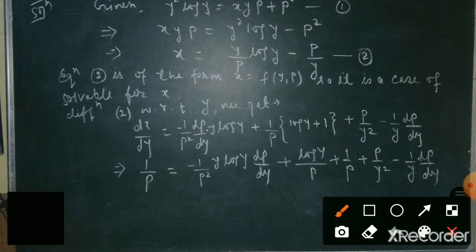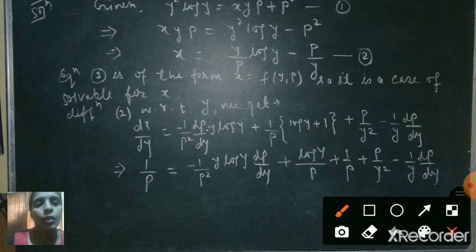So we get here 1 by p equals minus 1 by p square y log y into dp by dy plus log y divided by p plus 1 by p plus p by y square minus 1 by y dp by dy. Now here 1 by p and 1 by p get cancelled. So what we are left with is minus 1 by p square y log y dp by dy plus log y by p plus p by y square and minus 1 by y dp by dy.